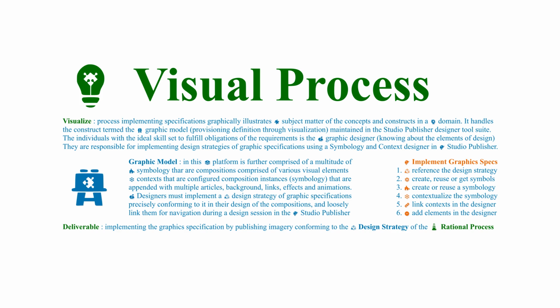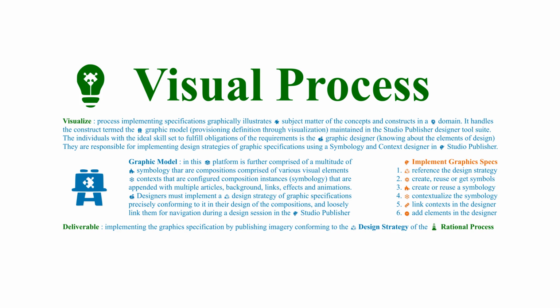The graphic model consists of two specific platform constructs, namely symbology construct, that is a composition of visual elements, and context construct, that is a configured instance of a composition implementing the graphics specifications by referencing the design strategy. Create, reuse or get symbols. Create or reuse a symbology. Contextualize the symbology. Link contexts in the designer. Attach elements like articles, background, animations and effect to the context in the designer.